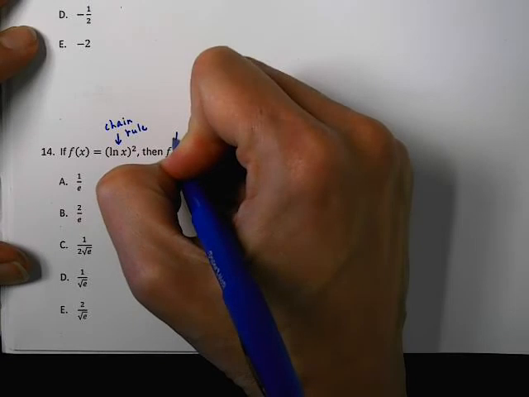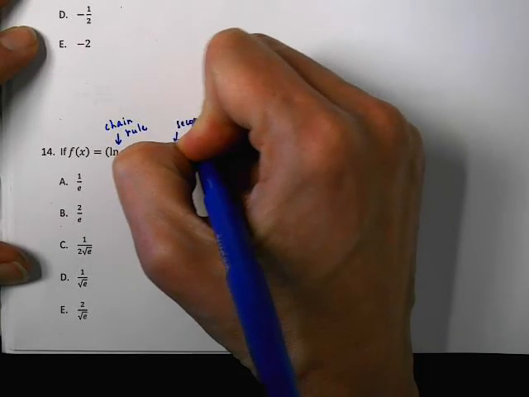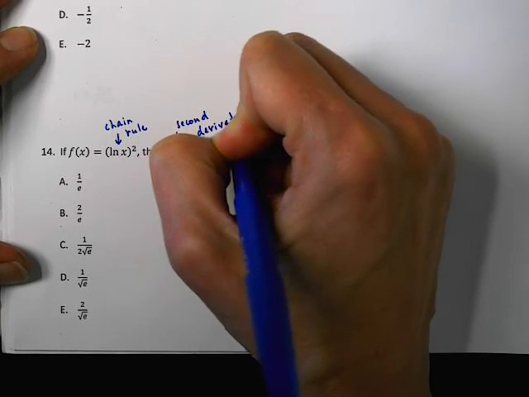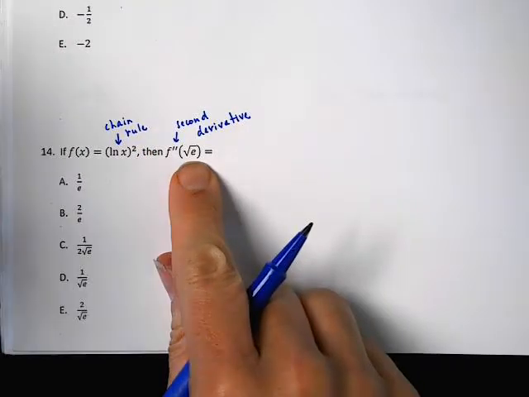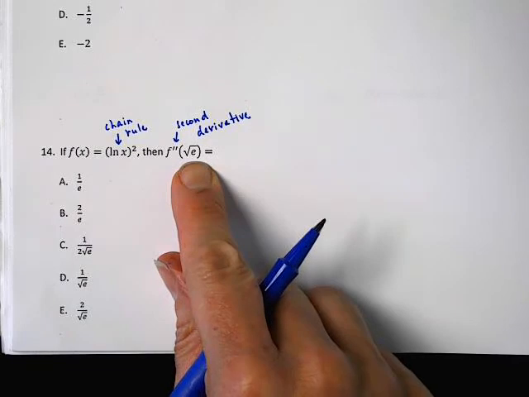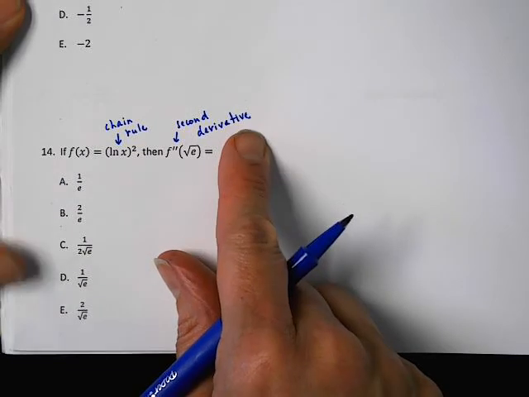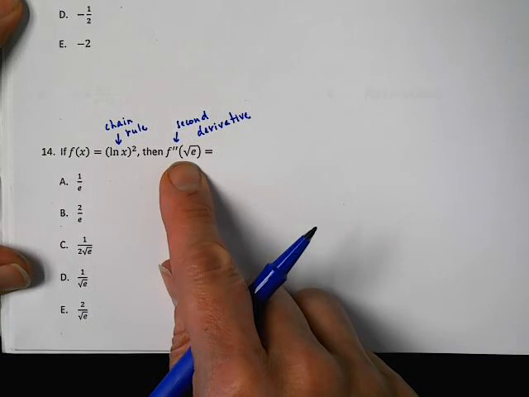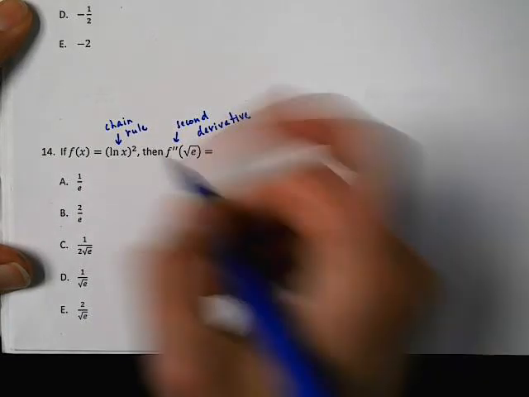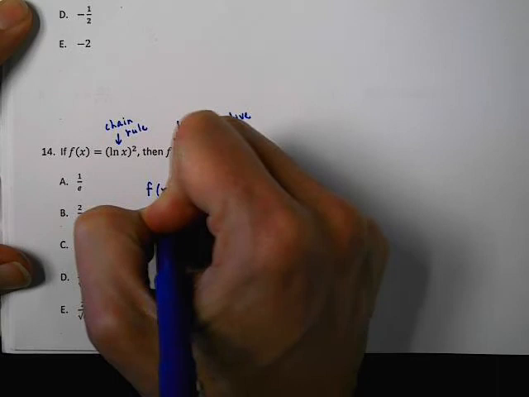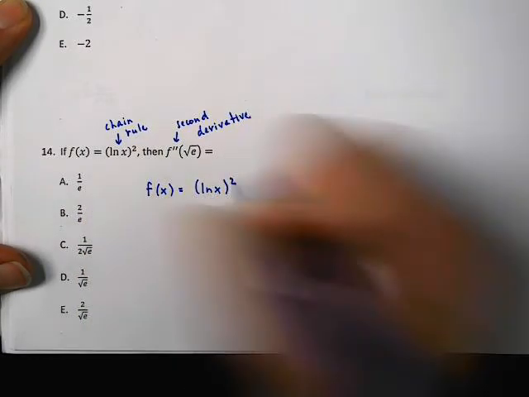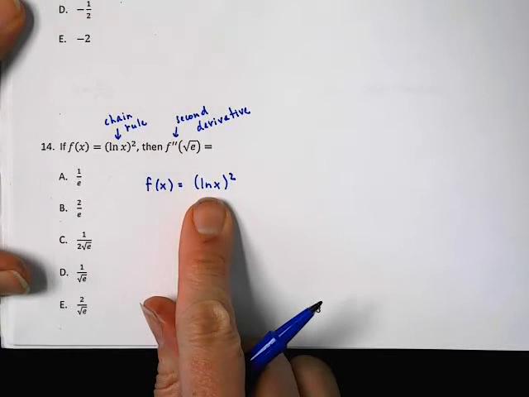So the next thing I notice is that I want the second derivative. Now, I'm not going to do anything with this specific value until I have the second derivative. The very last thing I'm going to do is plug in my square root of e. So for right now, I just want to look at my function and work out the second derivative.